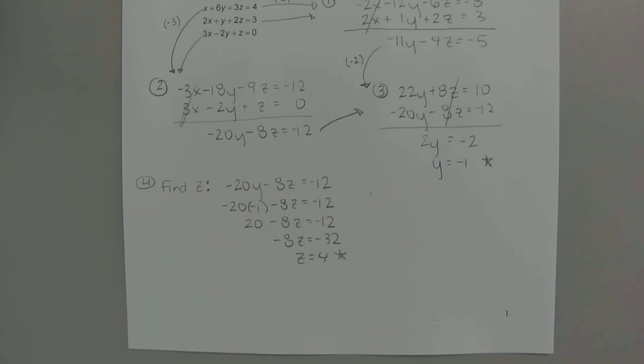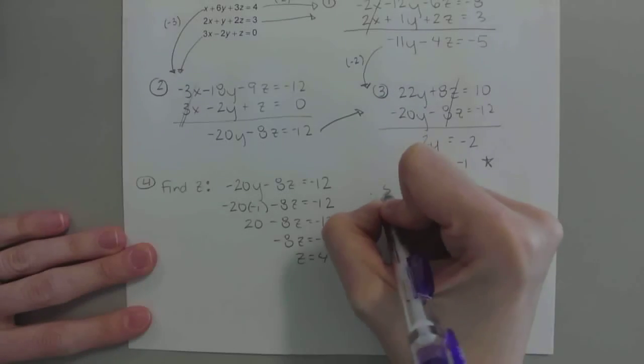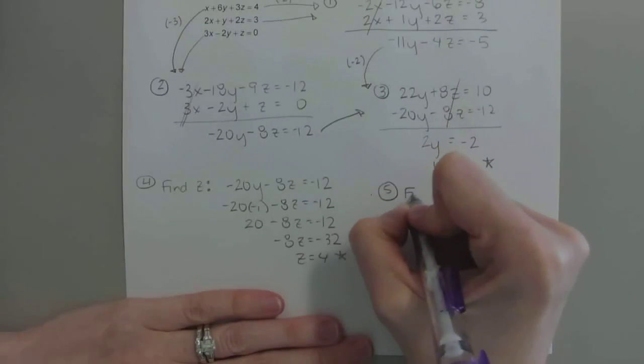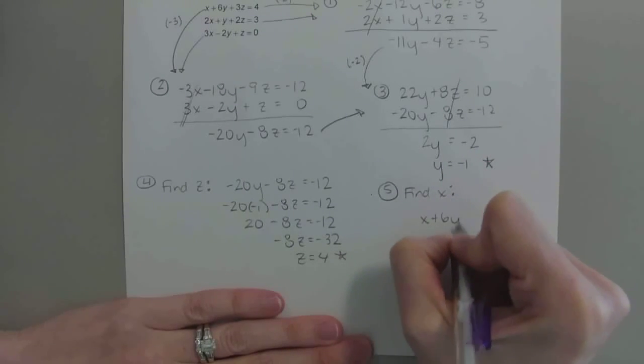I put my little asterisks. Yay! So we found 2 of the 3. Now what can we do? We can go to any of those 3 original ones. The first one for sure, I think, because x was basically isolated, right? We're going to pick any of the original ones. She said let's pick the first one. And we're going to plug in a y value of -1, a z value of 4, and we should be able to find x. So I'll do step 5 right here.